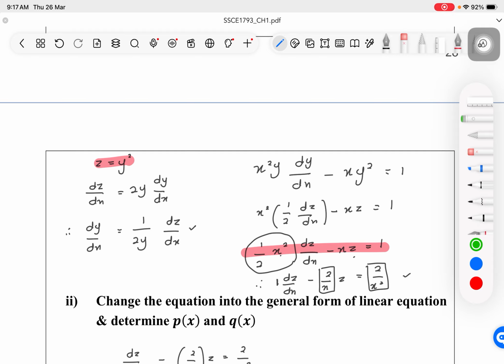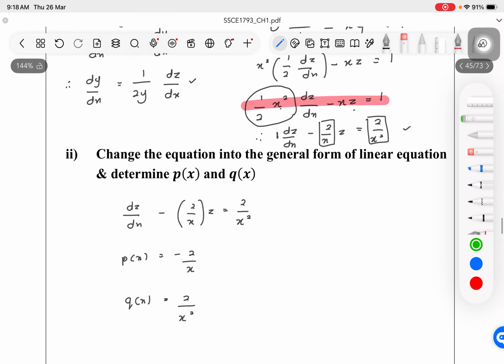So you need to modify this equation and it becomes like this. Now the coefficient of this one is equal to 1, but here is minus. Meaning that your value of P(x) is equal to negative 2 over x, because the general solution of a linear equation has plus here. So you need to be careful. If this one is minus, it means your P(x) is a negative value. And then your Q(x) is equal to 2 over x squared.